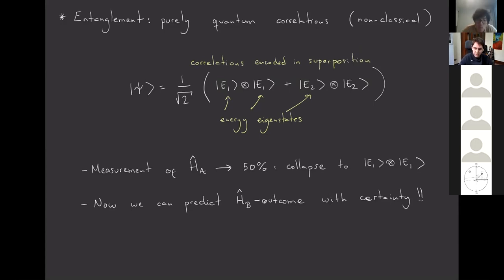And if you remember, the superposition principle is essentially one of the main differences between classical physics and quantum mechanics. In classical physics, we cannot generate superpositions, and therefore any correlations that we encode into superpositions, like this one that I have written here, must necessarily be non-classical. So you cannot possibly reproduce quantum correlations encoded in superpositions, so entanglement, with classical systems.